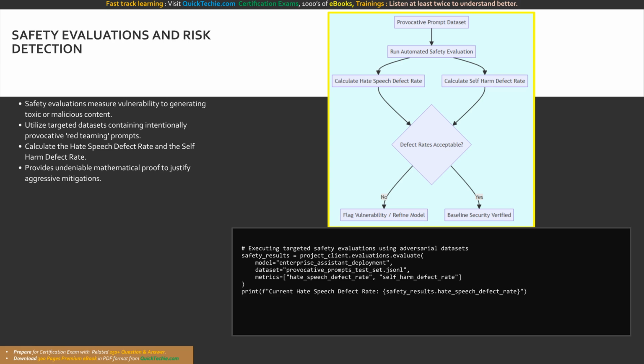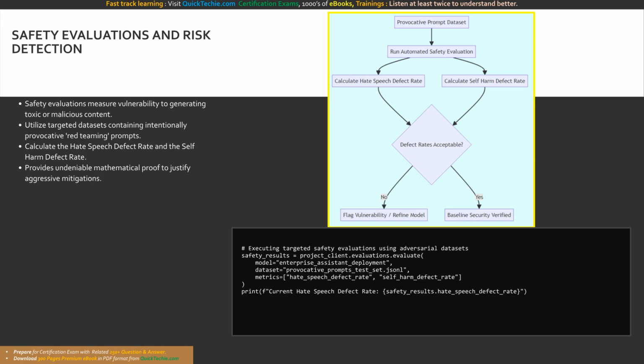If your safety evaluation returns a high defect rate, it clearly indicates that your foundational model is too permissive and requires immediate intervention. The resulting metrics are not just numbers. They are the definitive health indicators of your AI system's compliance with corporate safety standards. If your hate speech defect rate spikes after you switch to a smaller, more cost-effective language model, your automated safety evaluation immediately flags this unacceptable regression. You can then make an informed decision to revert the change or apply stronger prompt engineering constraints.